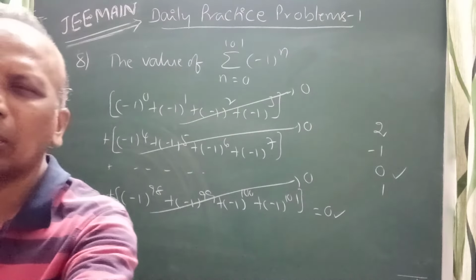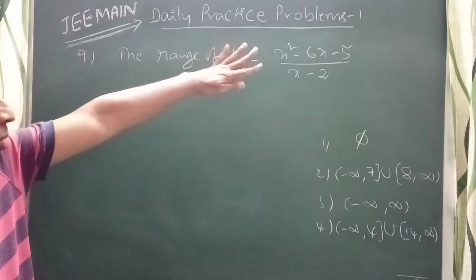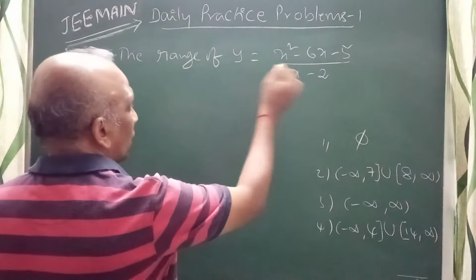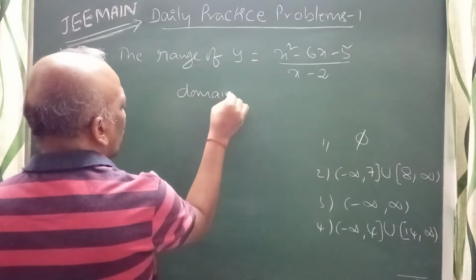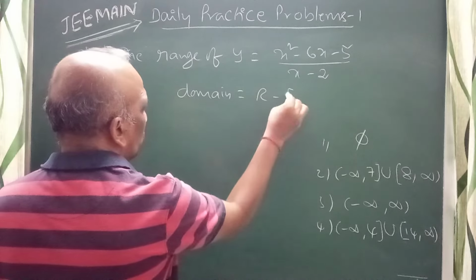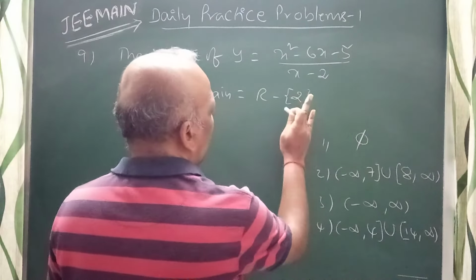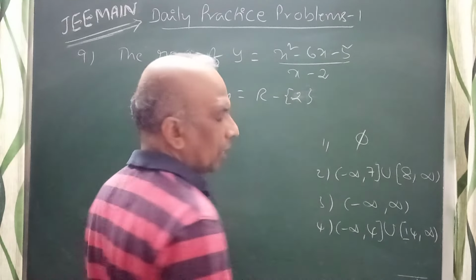Go to the next one now. Now see this, they are asking the range of this expression. But here, immediately you can see what the domain of this is. When they are asking the range, the domain of this function should be R minus the singleton 2, right? At 2 I can't define this function. R minus singleton 2, so this is the domain of this, correct?